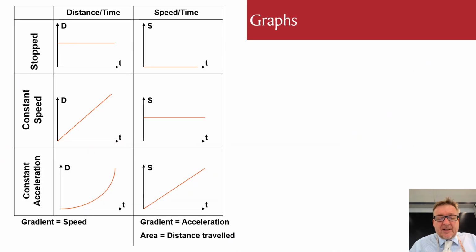Now these are a few little examples of graphs. On a distance time graph, when it's horizontal like that, that means it's stopped, stationary. On a speed time graph, it's right at the bottom. This means it's going at no speed at all. Constant speed is a straight line like that on a distance time graph. On a speed time graph, it's going along at 8 meters per second, which is a constant speed. On a distance time graph, if it's accelerating, it curves. On a speed time graph, it's accelerating when it's going on a straight line like that.